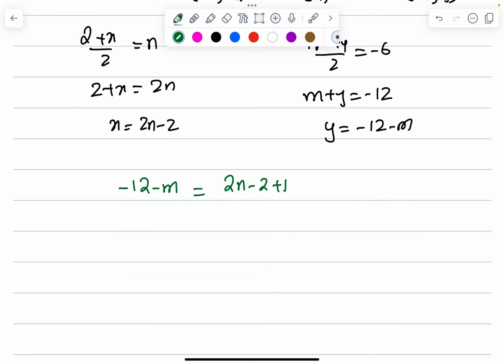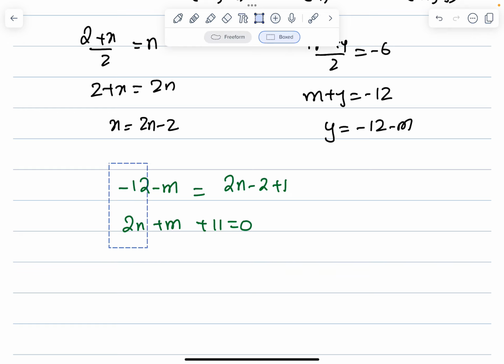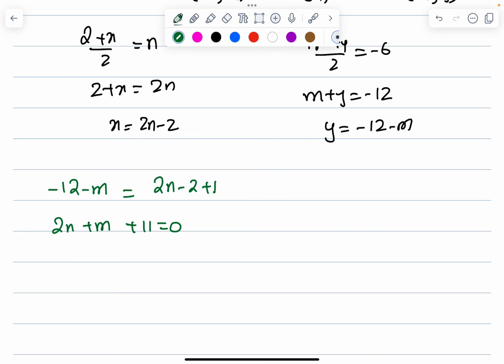So what do I get out? 2n plus m plus 11 equals to 0. This is one equation. I got one equation. Next, we find the other.